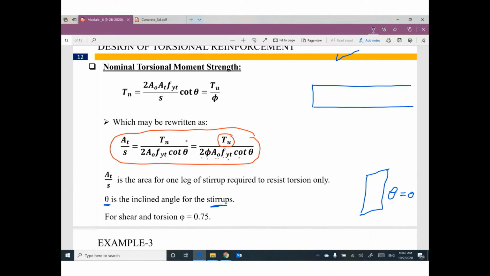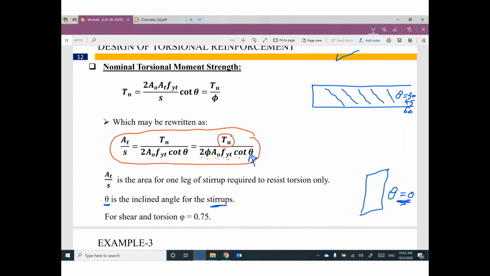Probably your stirrups look like this, inclined stirrups with angle theta equal to 30 or 45 or sometimes 60. If you have an angle, put it here. If your stirrups are vertical, your angle will be 0. Your angle will be 0 most of the time, 95% or 99%.